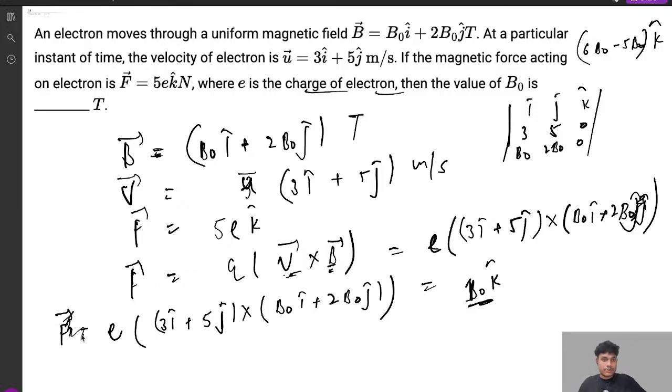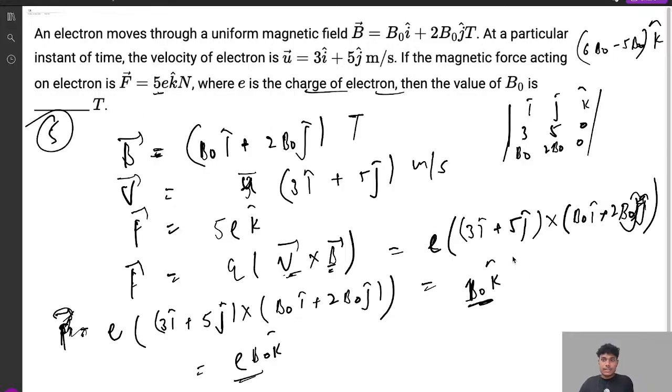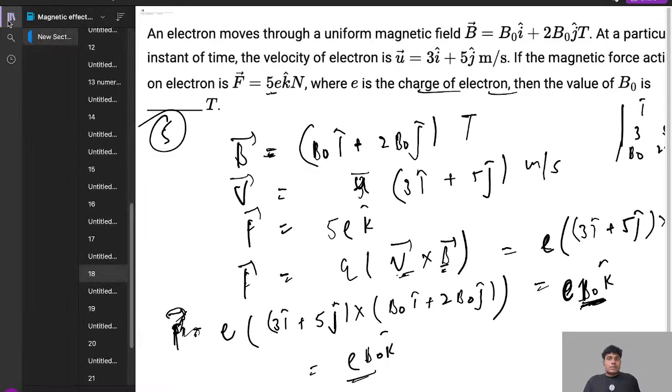Okay, it is force. So from here we get e B naught K cap. Force is equal to e B naught K cap. And what is the force given? 5 e B naught K cap. So from here we get the value of B naught is equal to 5. Understand? It is nothing but the vector product. Okay, now move to the next question.